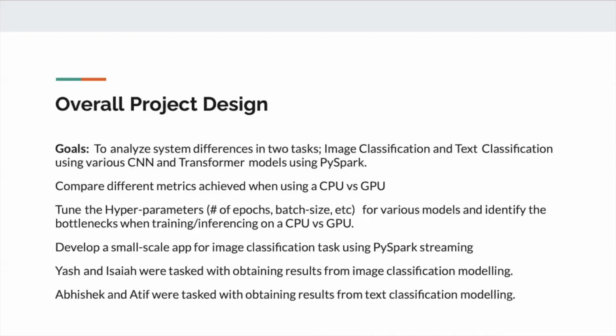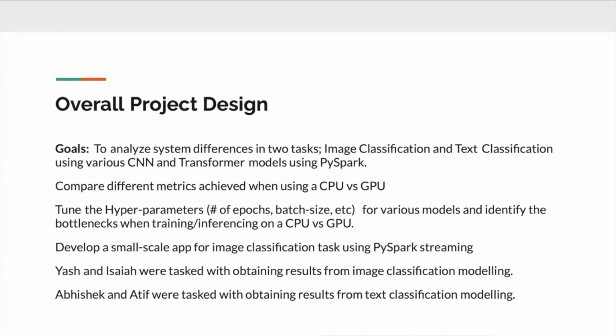Here is our overall project design. We plan to analyze system differences in two different tasks, image classification and text classification, using various CNN and transformer models in PySpark. We also compare different metrics achieved when using a CPU and GPU. We also run different experiments by tuning hyperparameters like number of epochs, batch size, etc. for various models and identify the bottlenecks when training and inferencing on a CPU versus GPU.